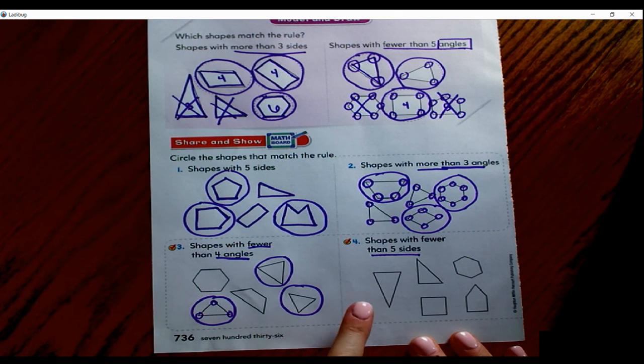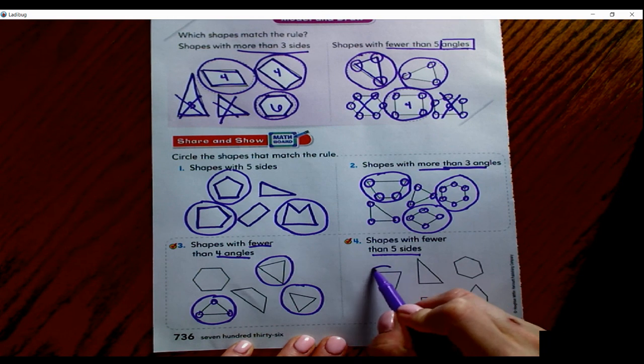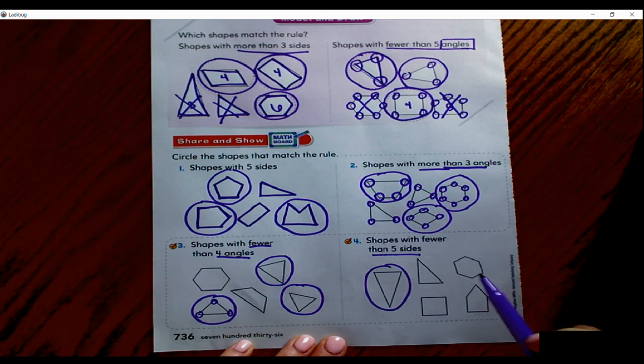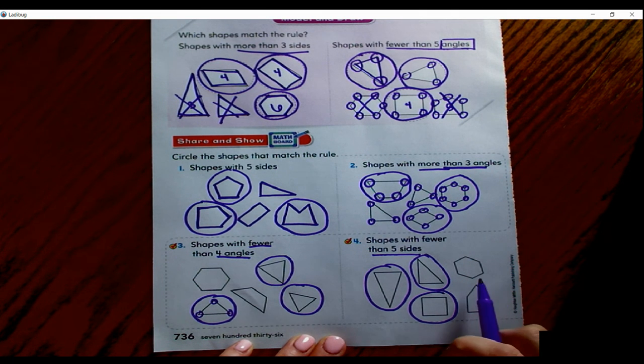Okay. Let's take a look at number 4 here. It says fewer than 5 sides. So this is no longer the angles. This is the sides that I'm talking about. So it has to be less than 5, okay? Well, my triangle is fewer than 5 sides. Here's another triangle. I know this square has 4 sides. This has 5 sides, and this has 6 sides, so I cannot mark those.